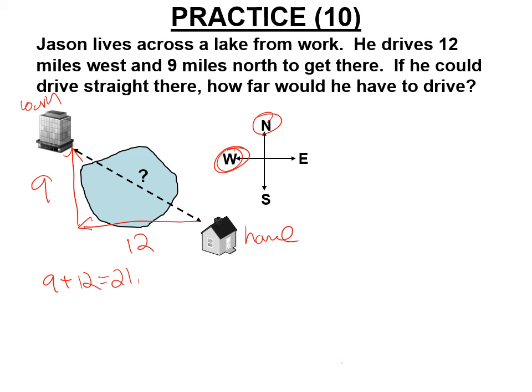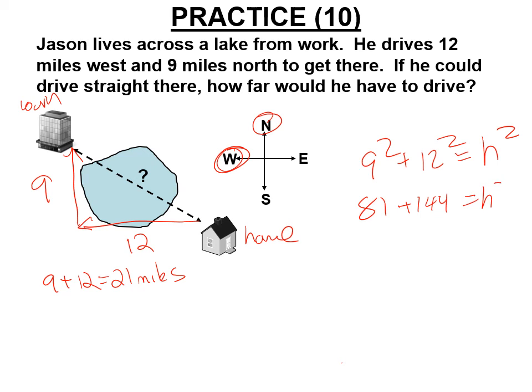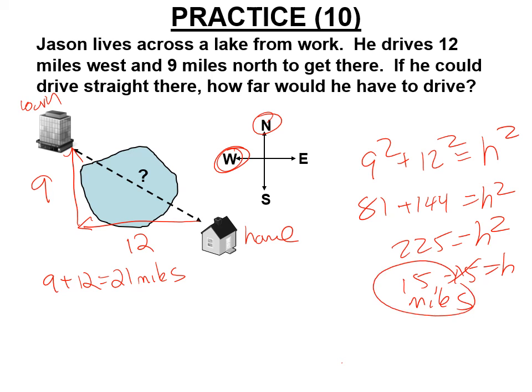So normally he's driving 21 miles every day. But how far would he drive if he had to go right across? 9 squared plus 12 squared. I'm going to go back to the normal way. I do it. 81 plus 144 equals h squared. 225 equals h squared. And so it is 15 miles. All right? He gets to save 21 minus 15. He gets to save 6 miles if he can drive across the lake.